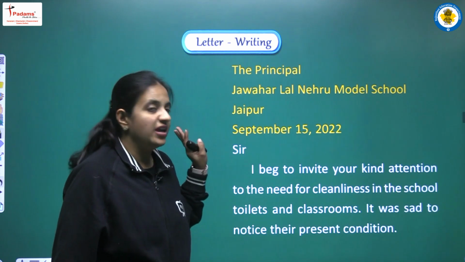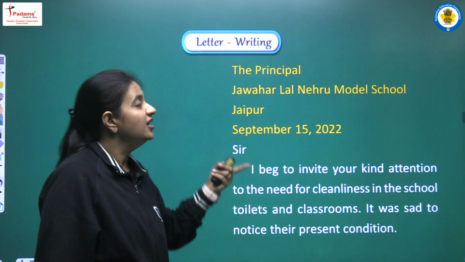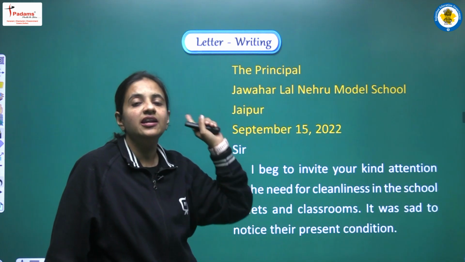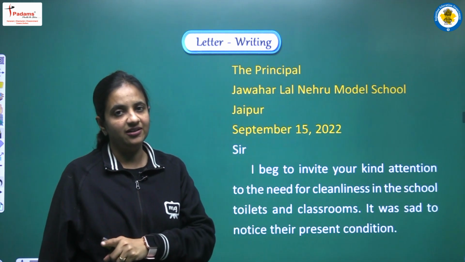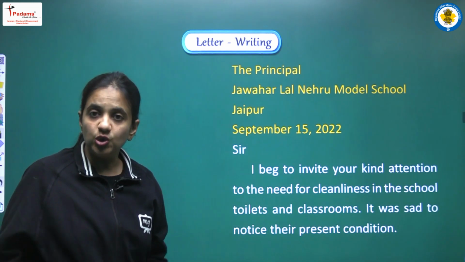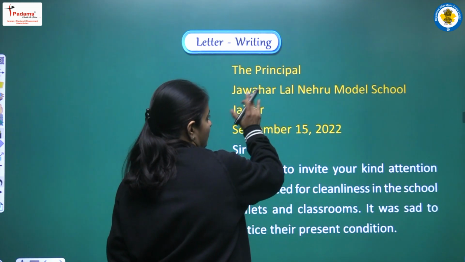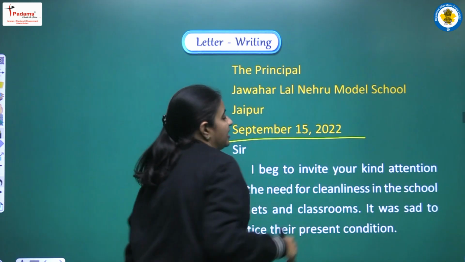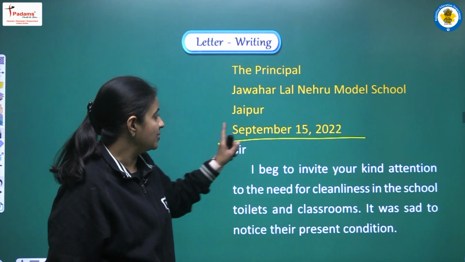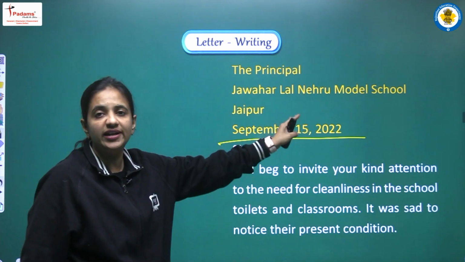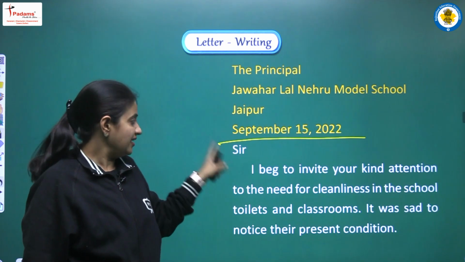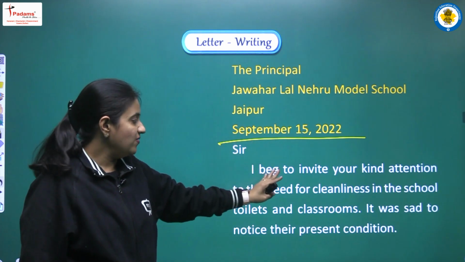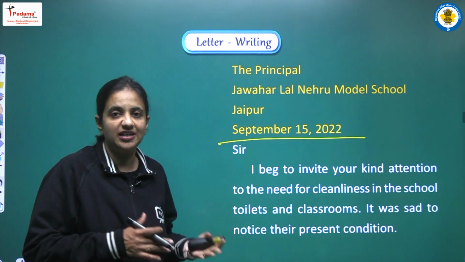So first of all, we have to address our school principal. So we are starting with the principal. Okay, next the name of the school was not given in our question, so we can use any school name here. So we are writing Jawaharlal Nehru Model School, Jaipur, and next we are writing the date. So we are writing September 15, 2022. Clear? Next we are addressing our principal as Sir, and now we are starting our subject matter, or we can say the body of the letter.